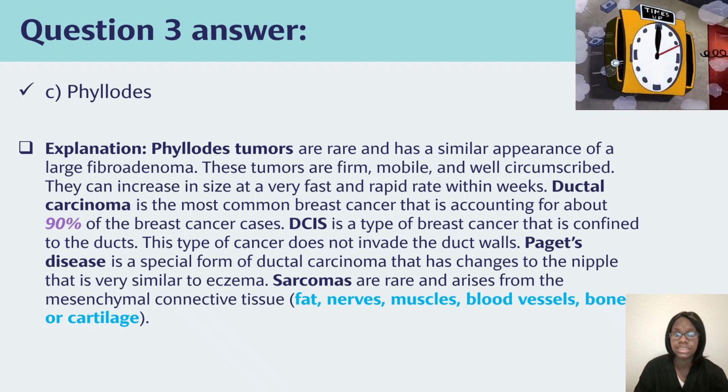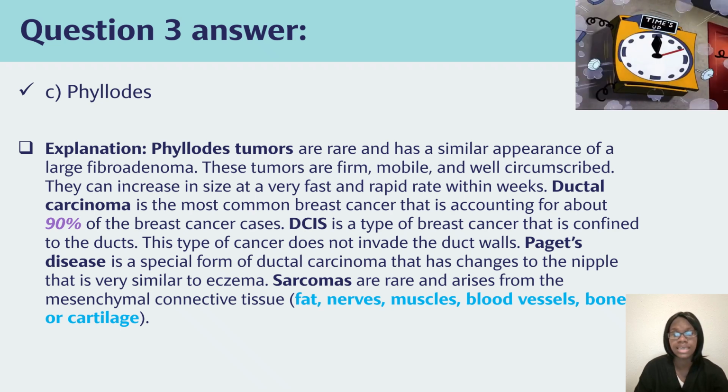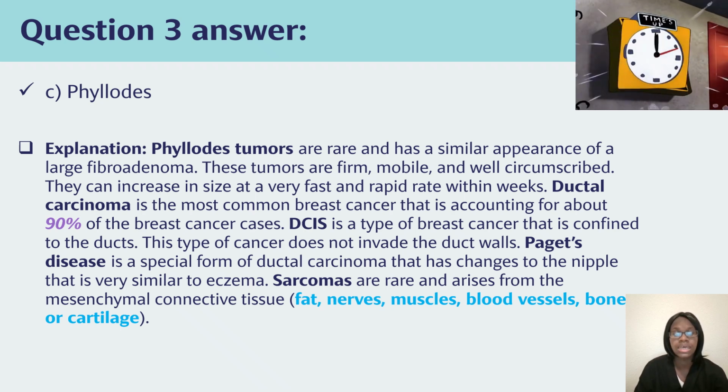Ductal carcinoma is the most common breast cancer, accounting for about 90% of breast cancer cases. DCIS, which is also known as ductal carcinoma, remember, is a type of breast cancer that is confined to the ducts. This type of cancer does not invade the duct walls, so that's for DCIS.